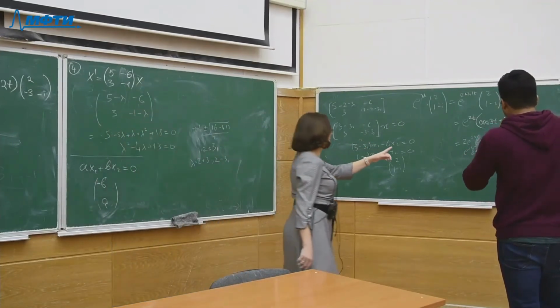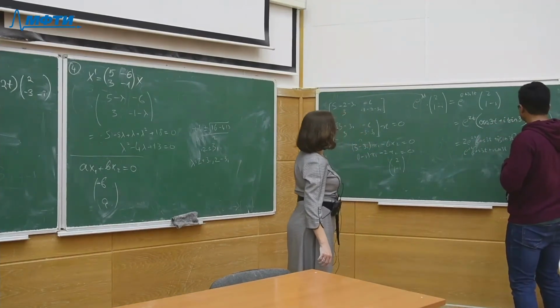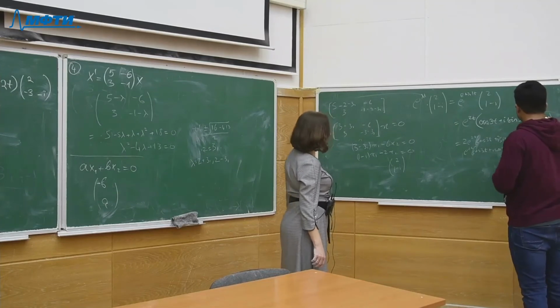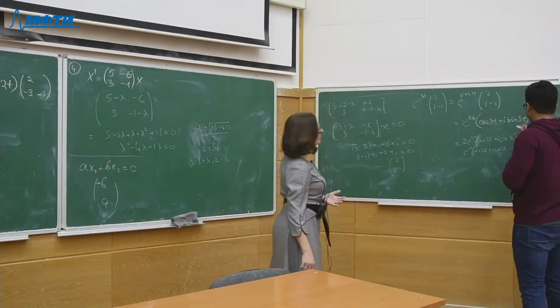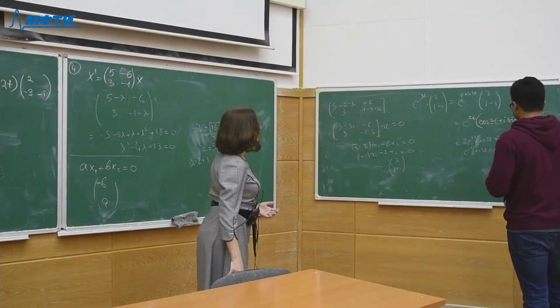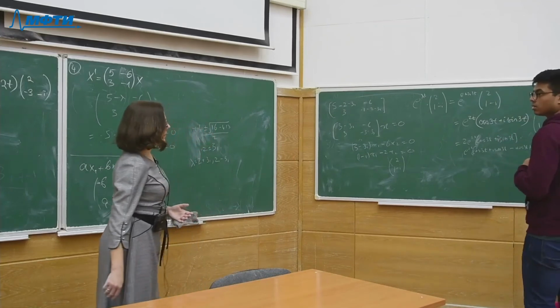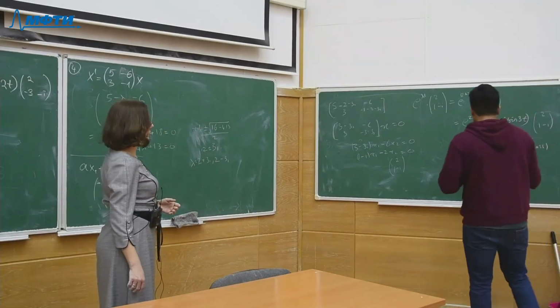Minus or plus sine 3t? Minus. i times minus i will be plus 1. If we multiply i by negative i, we will get plus. It must be plus. And then? Simplify and find the real and imaginary parts of this vector.